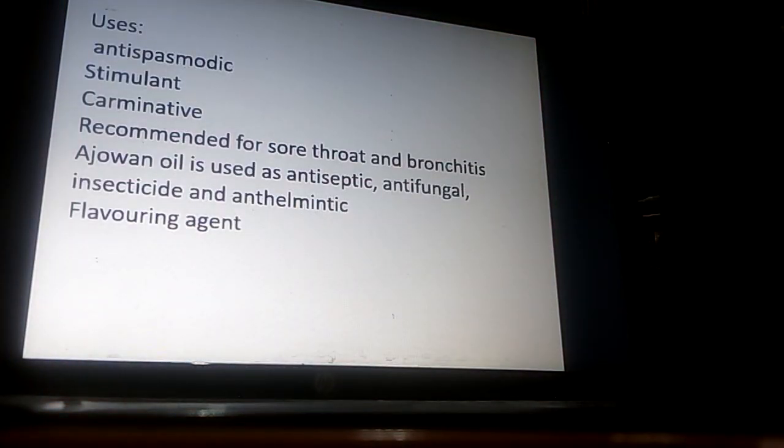Now the uses of ajwan. First is antispasmodic, it relieves spasm. It is a stimulant and carminative. It is also recommended for sore throats or bronchitis. When there is inflammation of the bronchi, the condition is known as bronchitis, and in such conditions this drug is recommended. Ajwan oil is also used as an antiseptic, antifungal, insecticidal and anthelmintic. The worm infection can also be cured by ajwan. It is also used as a spice and as a flavoring agent. So this is about ajwan. Here our carminative topic is complete.